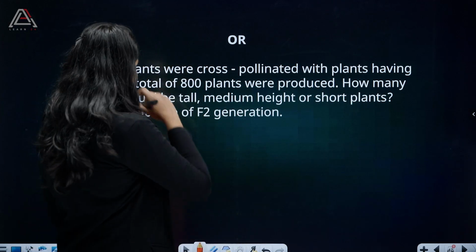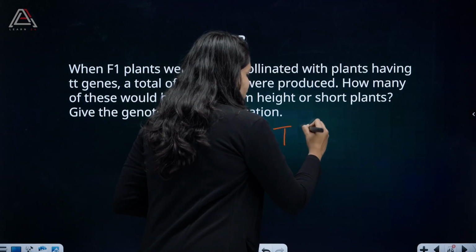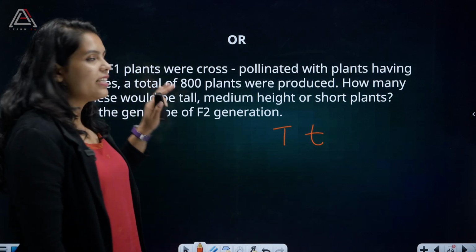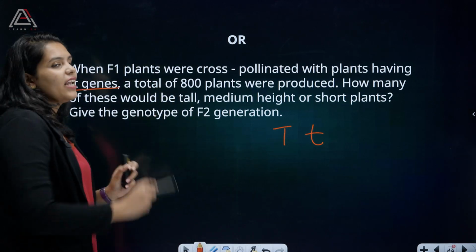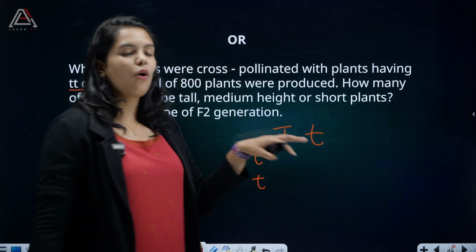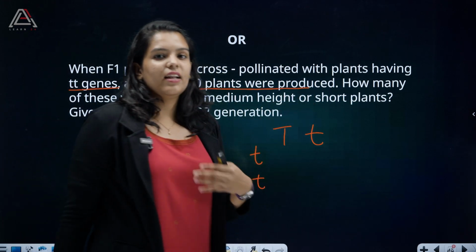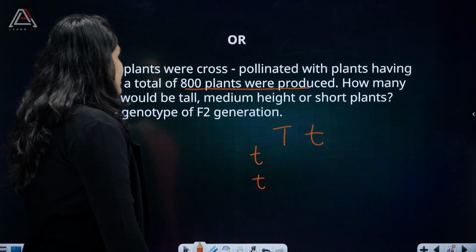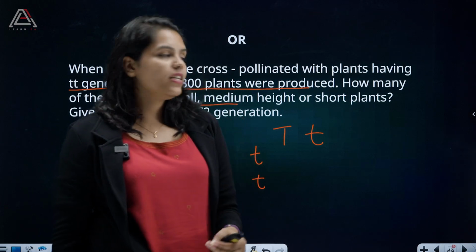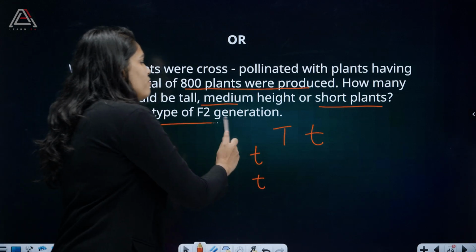Now, in the C part itself, they have an OR question. In this question, they are asking: if we are cross-pollinating the F1 generation, that is, the F1 generation was capital T and small t, with the small t and small t genes, a total of 800 plants were produced. Again, 800 plants were seen in the F2 generation, and the question here asks how many of them will be tall, medium or short plants, and also to tell the genotype of the F2 generation.